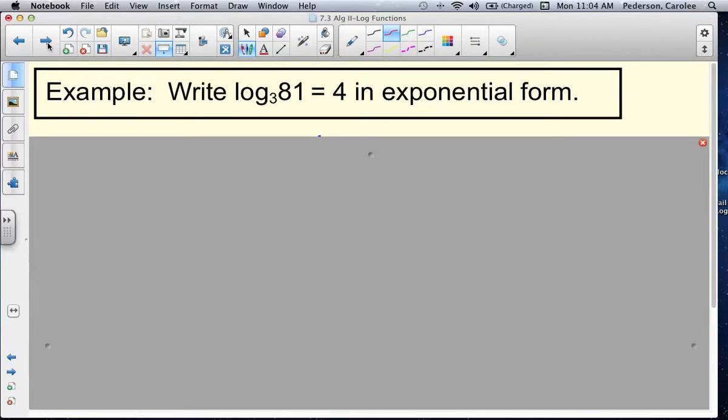Next example is the opposite. Now we give you a logarithm, and we want you to write it into exponential form. So try and see if you can do this one on your own. Logarithm base 3 of 81 equals 4.